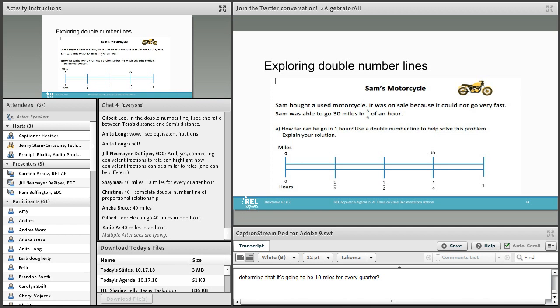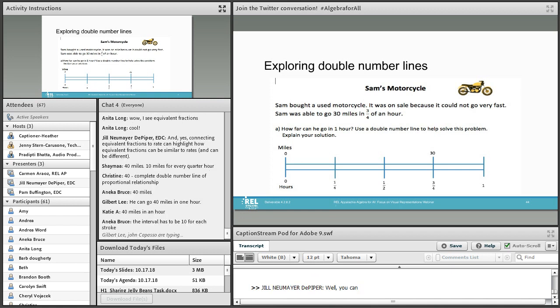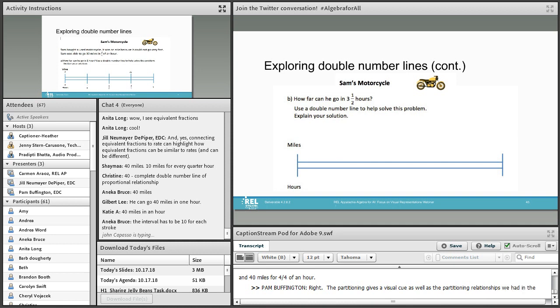Well, you can divide that 30 by 3. So 1 quarter, 2 quarters, 3 quarters. So if you have 3 for each one of these partitions, what does that represent? Well, I get 10 miles for 1 quarter of an hour, 20 miles for 2 quarters of an hour, 30 miles for 3 quarters of an hour, 40 miles for 4 quarters of an hour. Great. So the partitioning gives a visual clue as well as the constant relationships like we just had in the prior double number line. So you can start to see where that is.